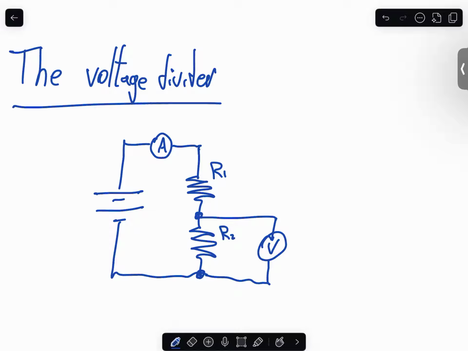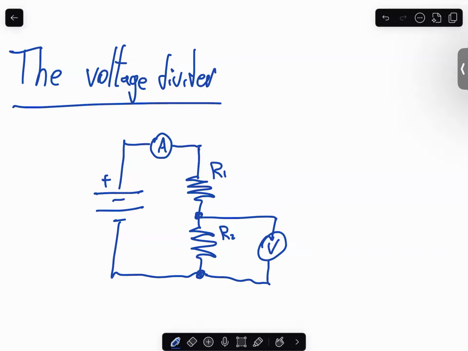What about the ammeter? If you want current to flow through it, does it need to be in series or parallel? It must be in series. This is the correct way of hooking up meters. Ammeters in series, voltmeters in parallel, and something in series with the ammeter, otherwise you'll blow the ammeter up. Don't do that. Okay, let's analyze this circuit.